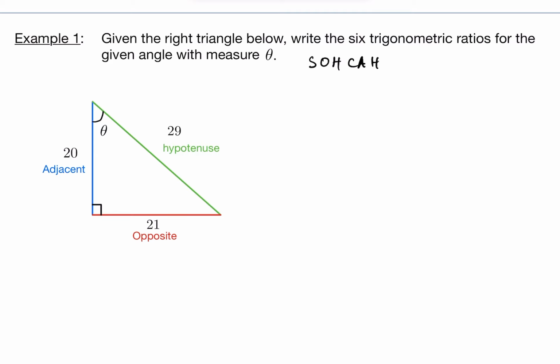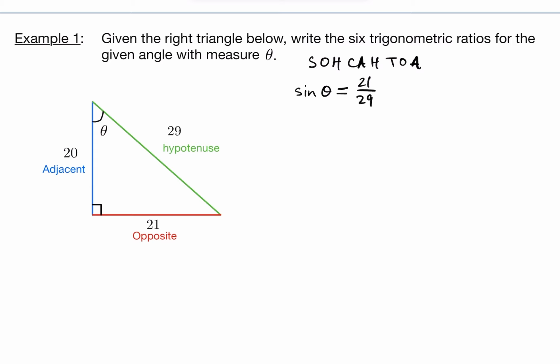SOHCAHTOA. Okay, first we're going to say the sine of theta is going to equal opposite over hypotenuse. Opposite over hypotenuse. So that ratio is going to be 21 over 29. Okay, so that's function number 1.